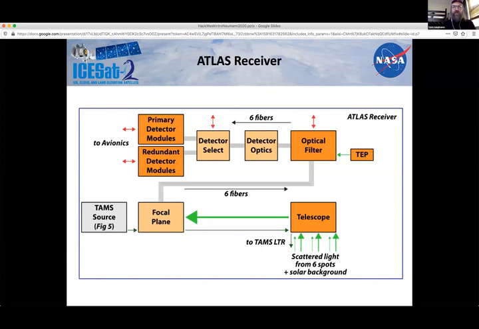From the filter assembly, the photons go into the detector, and our detectors are photomultiplier tubes. So individual photons enter the elements of that PMT and then get converted to an electrical signal, which we can then time the arrival of and keep track of and do various statistics on. So big picture, those are the components on the receive side of ATLAS.